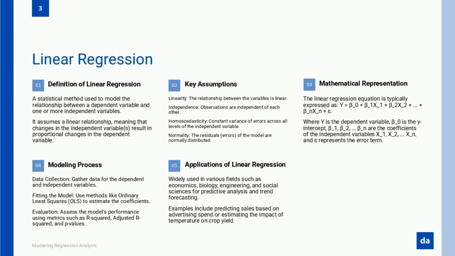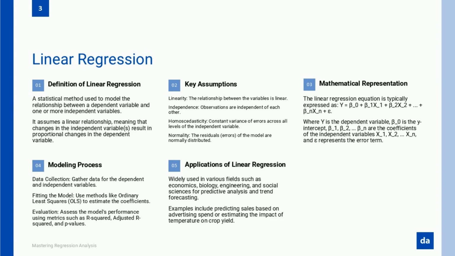Linear regression is built on data. Step 1. Gather your numbers, both dependent, what you're predicting, and independent, what's driving the change. Then, let algorithms like ordinary least squares, OLS, do the heavy lifting, crunching numbers to calculate the slope and intercept. Finally, evaluate how well your model performs using metrics like R-squared, which tells you how much of the variation in Y is explained by X.